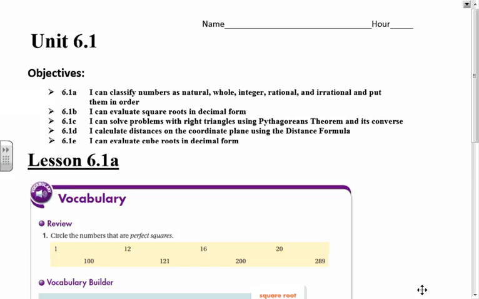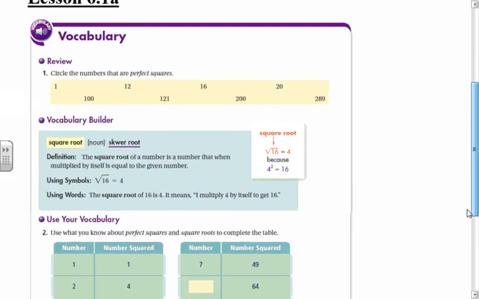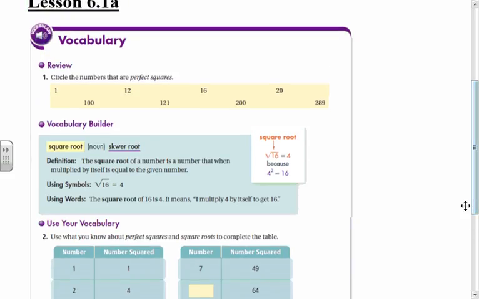In this lesson, we're going to learn how to classify numbers as natural, whole, integer, rational, and irrational, and put them in order. This first page is just a vocab and a little bit of a review. Go ahead and you can do this on your own. Just pause right now and you can check back for the answers.